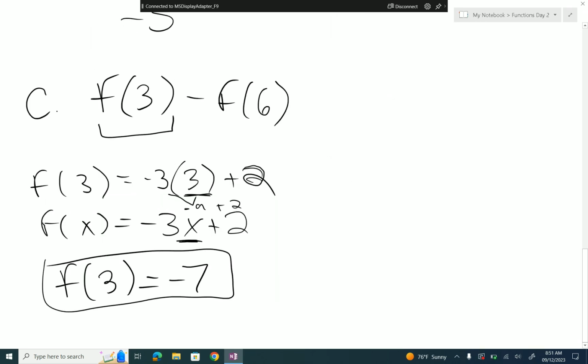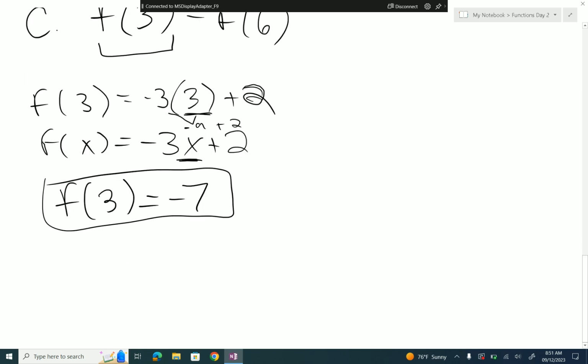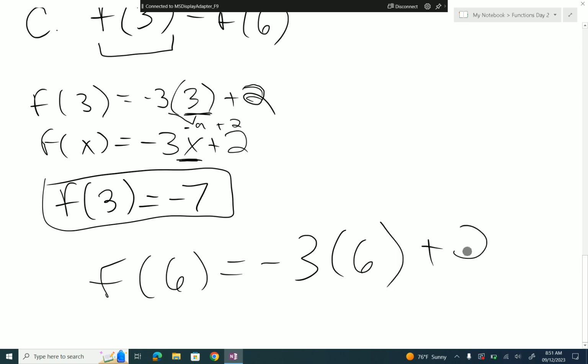But my question asked me to find f of 3 and subtract from it f of 6. So I got my first output value, but I need to subtract from it f of 6. So now I've got to find f of 6. So for f of 6, I'm going to do the same thing. I'm going to plug in a 6 everywhere I see an x. So first, because of PEMDAS, I want to multiply negative 3 times 6.